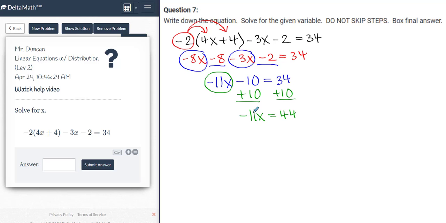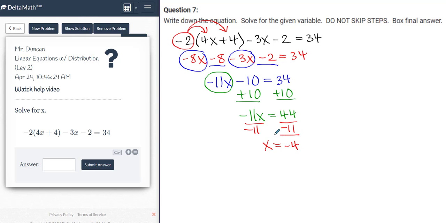After that, this is a -11 multiplied by x. That's our coefficient or multiplier. So the inverse is to divide by a -11 on both sides. Again, please remember that -11 divided by -11 is a +1. And 1 multiplied by x simplifies to x. That's why those essentially just cross off. On the right side, +44 divided by -11 is -4.